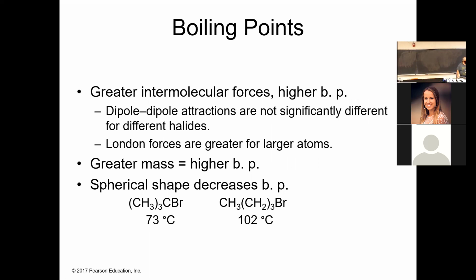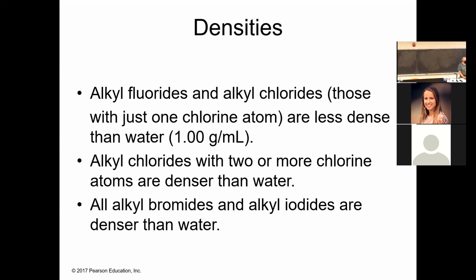Alkyl halides have higher boiling points than alkanes because they are polar and because of the greater molecular weight. As far as densities, alkyl chlorides and fluorides are less dense than water. If you have 2 or more chlorine atoms, those are going to be more dense than water. We saw that in the extraction lab. Dichloromethane was denser than water. Alkyl bromides and iodides are going to be more dense than water.